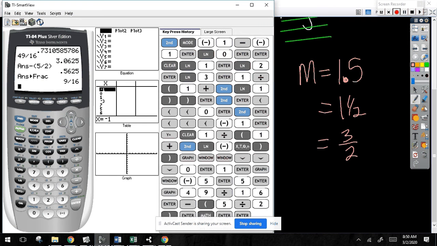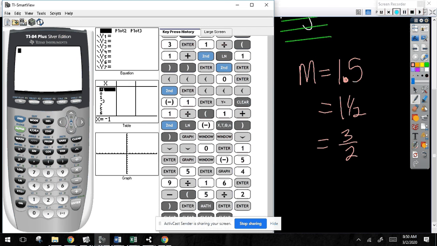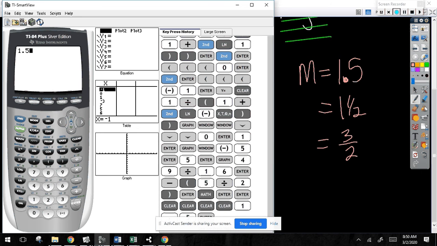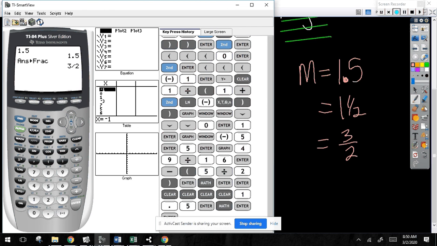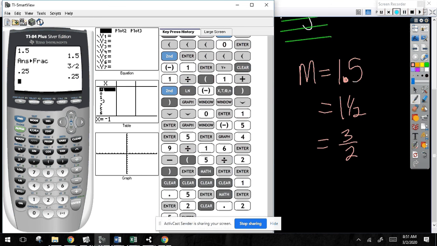Watch this. 1.5, right? Math, enter. See, y'all stopped looking, then whenever you saw something you could use, you went, oh, wait. That's probably one of the things you will use the most on here as you get going with your calculator. Any decimal that you have, like 0.25, I know that's 1/4. Math, enter turns it into a fraction for you.